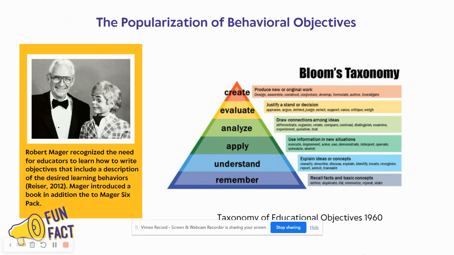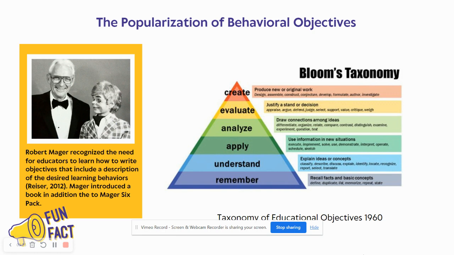Next, we're going to go into the popularization of behavioral objectives. Robert Mager was the one who recognized the need for educators to learn how to write objectives and include a description of the desired learning behaviors. Within that, he described the condition under which the behaviors are performed and the standards or criteria by which the behaviors need to be judged. And within that came Bloom's taxonomy.